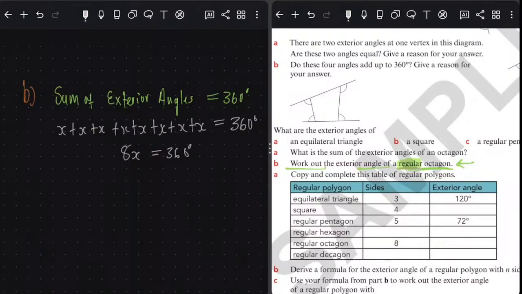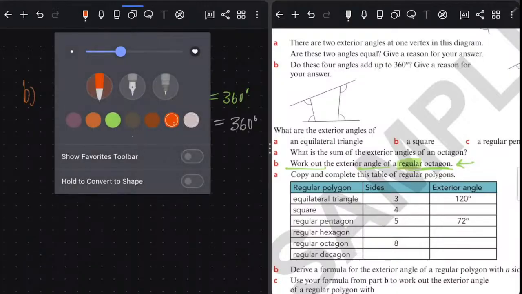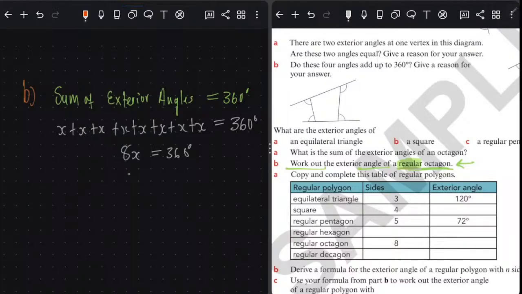What is the answer? How do you get the answer? x will be what? 360 divided by 8, 360 degrees over 8. And you get what? You get 45. So you come to this table also and you put 45.